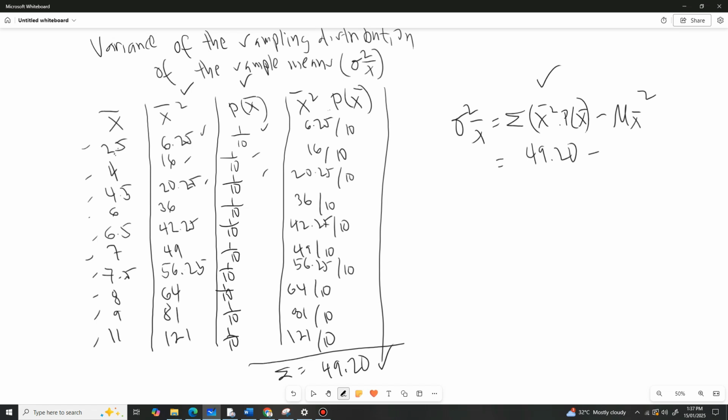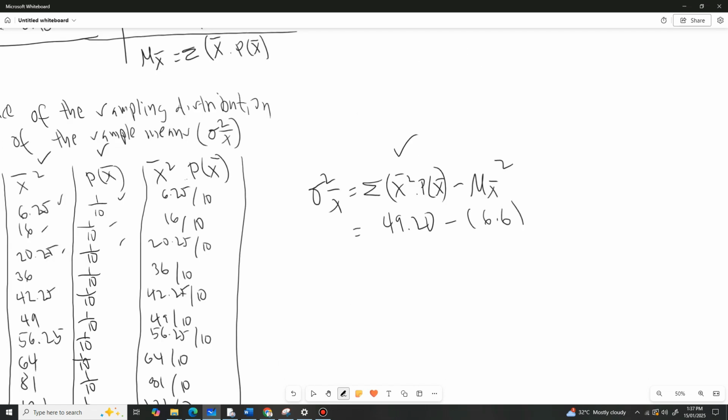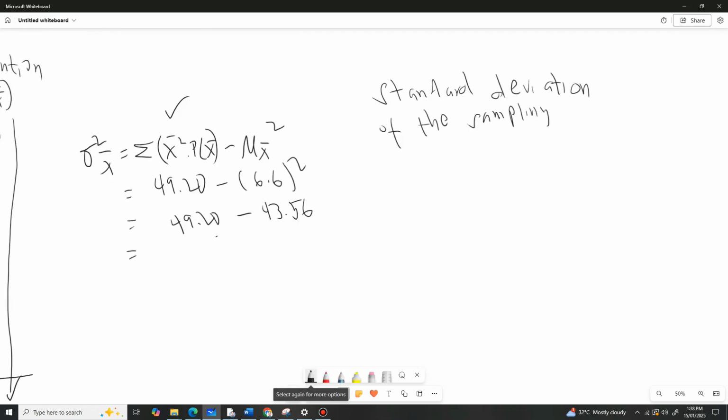And then minus the mean, or the expected value, of the sampling distribution of the sample means. So we have 6.6, and then we raise it to 2. Solving this one, this is 49.2 minus 6.6 raised to 2, which is 43.56. So we get the difference. The answer is 5.64.